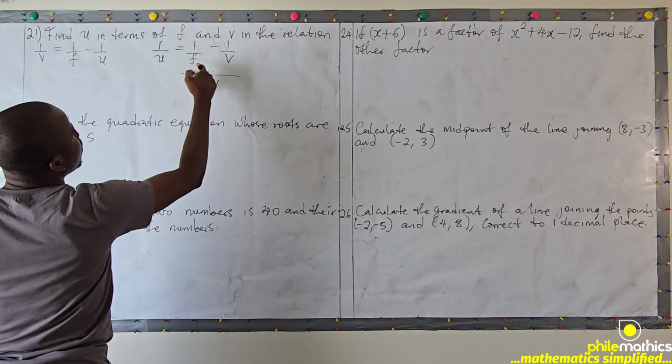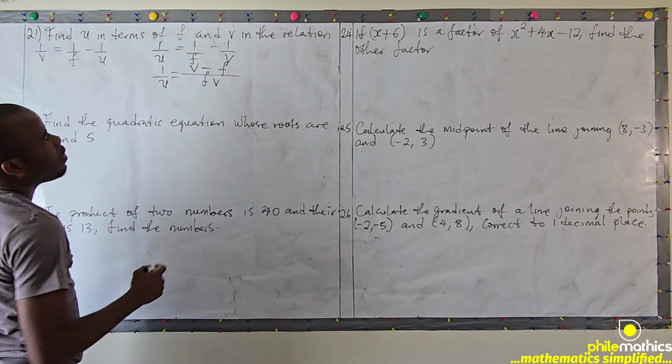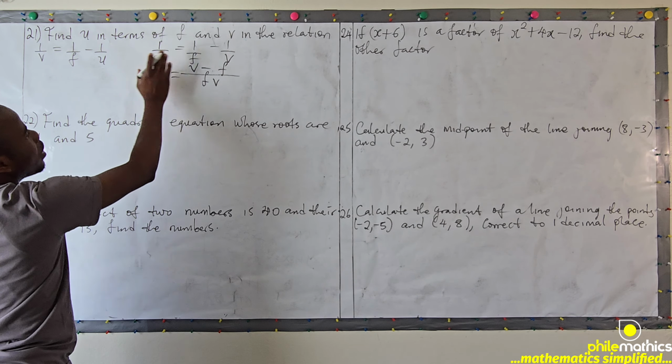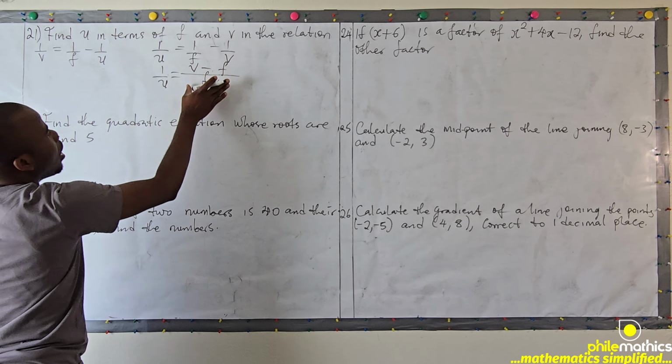And so at this point, I can flip both the left and the right hand side. Why I can do that is because we just have one term here and one term here. So u will simply be fv over v minus f. That's all.